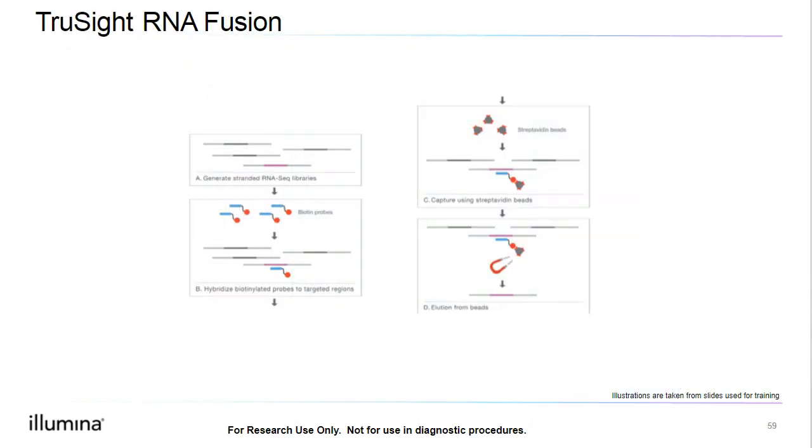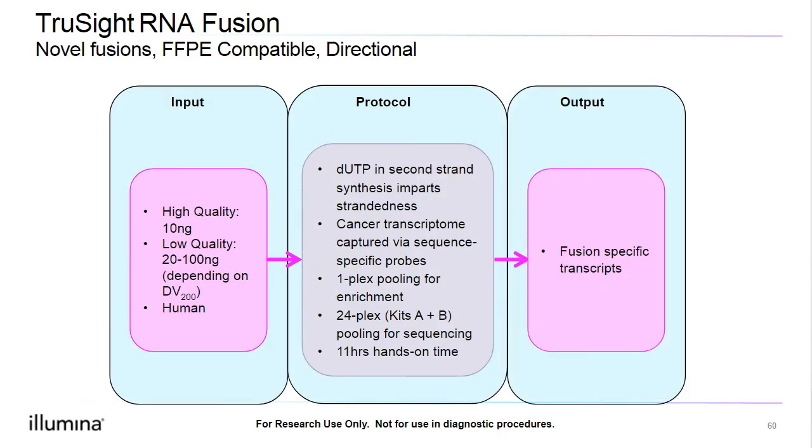TruSight RNA Fusion also has the same enrichment workflow, but here we are targeting fusion-specific transcripts. The input is the same, but the output is different.